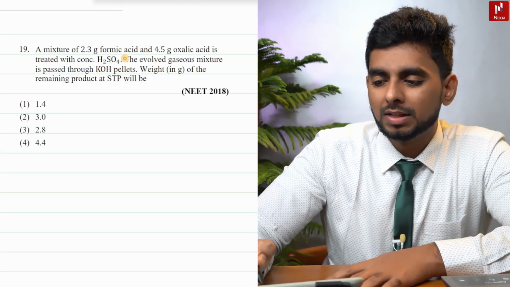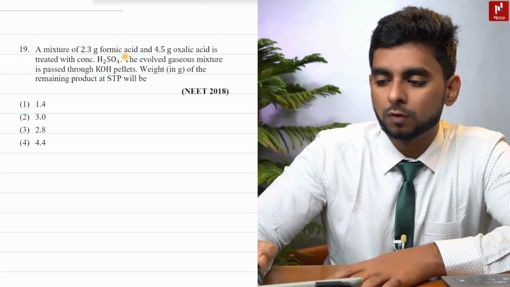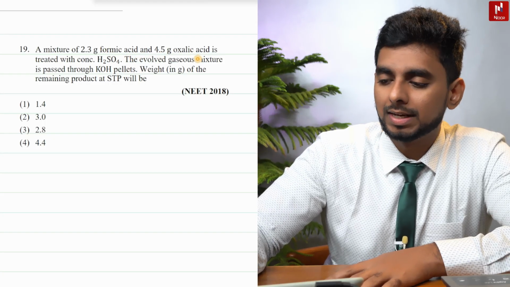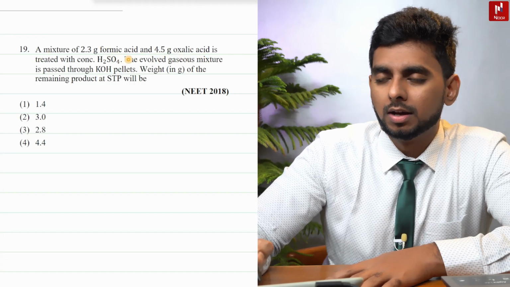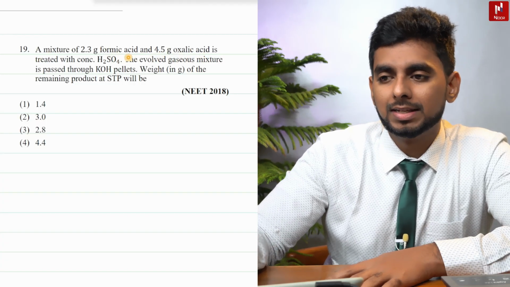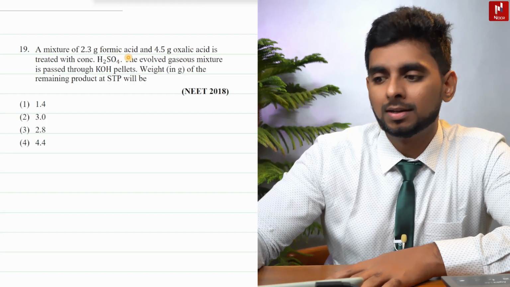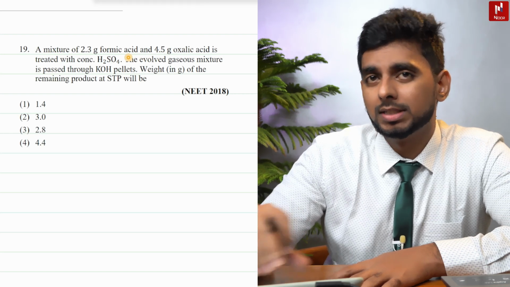Right. So here they have given you 2 different acids. One is formic acid and the other one is oxalic acid. So these two are carboxylic acids. Fine. In the 12th grade, we will learn aldehydes, ketones, carboxylic acids. So in that lesson, we will learn these equations.